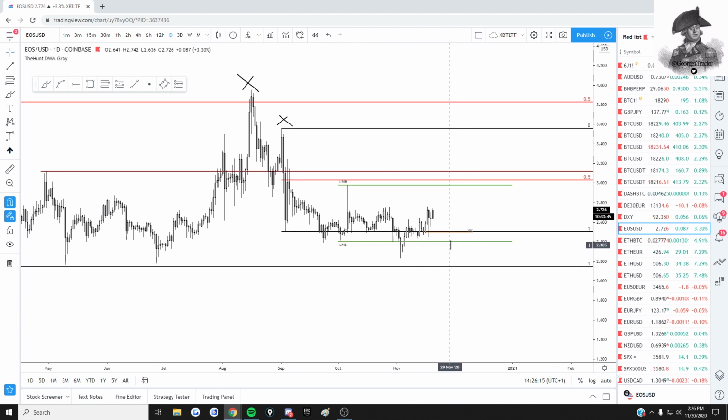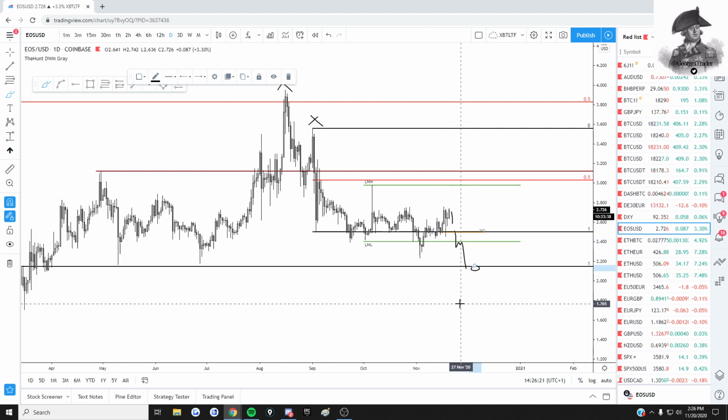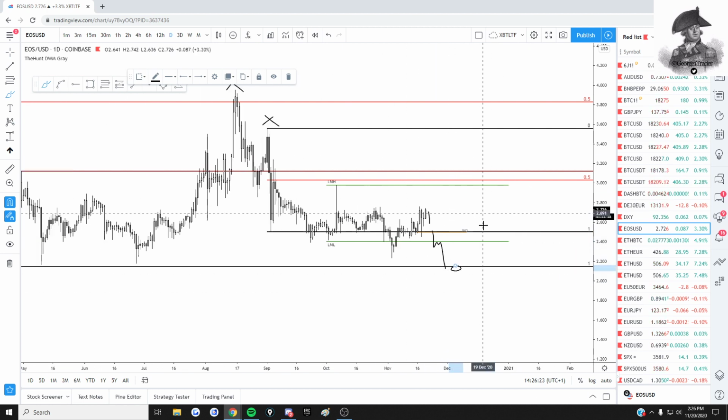Clean invalidation below last month's low. The bearish play, if we start bleeding down again, get back below here, then we're most likely going all the way back into here. But that's very unlikely in my opinion. I think we at least take out last month's high before potentially reversing and moving lower.